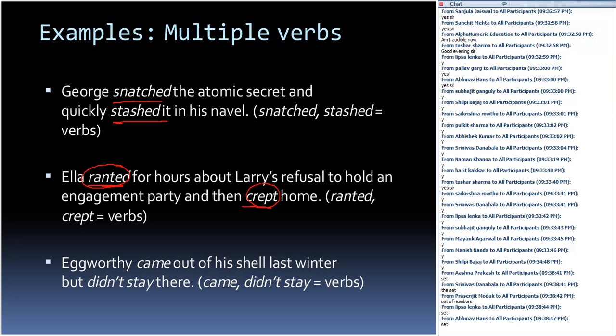Eggworthy came out of his shell last winter but didn't stay there. So what did Eggworthy do? Number one, he came out but he didn't stay there. So Eggworthy performed two actions. He came out but he didn't stay there. You have one subject, Eggworthy, performing two verbs, came and didn't stay.